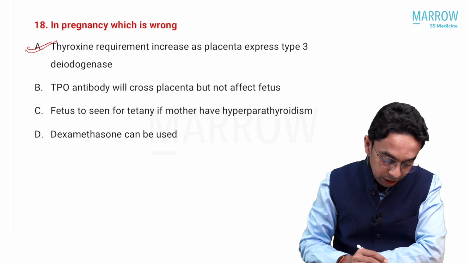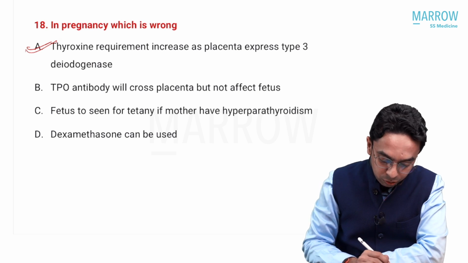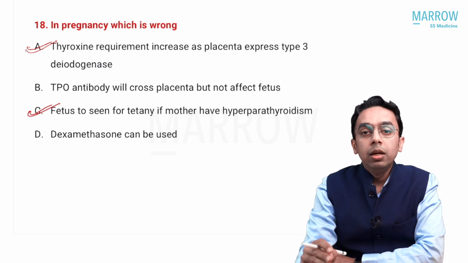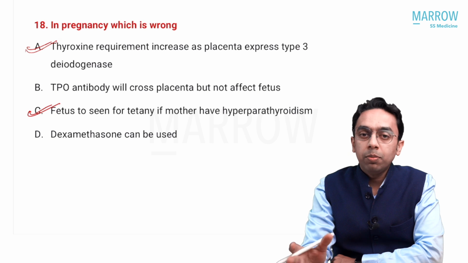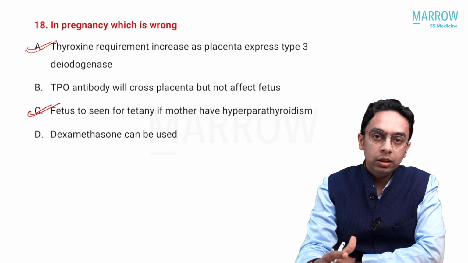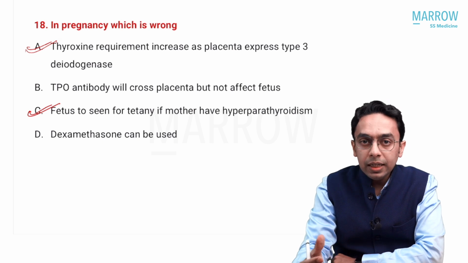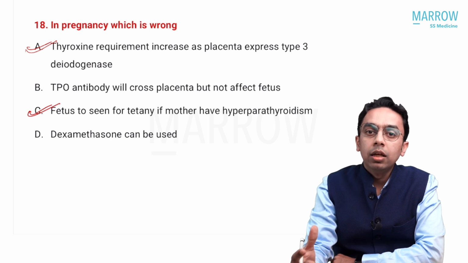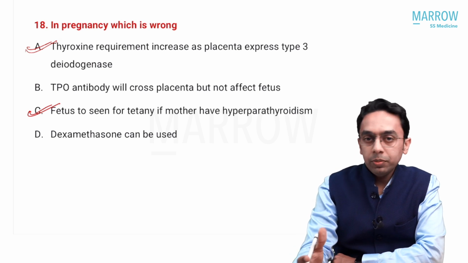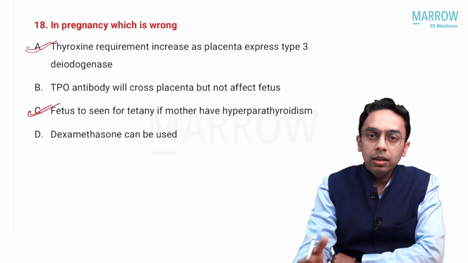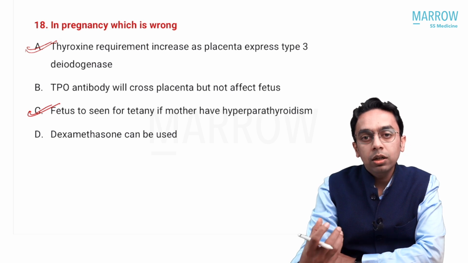Coming to option C, fetus to be seen for tetany if the mother has hyperparathyroidism is also right, because in mothers who have hyperparathyroidism, more calcium is there. This calcium is transferred to the fetus, thereby their PTH, because of the CSR, calcium sensing receptor, is decreased. When this baby is delivered, this calcium won't come anymore, and then this child can have tetany because of lower PTH.